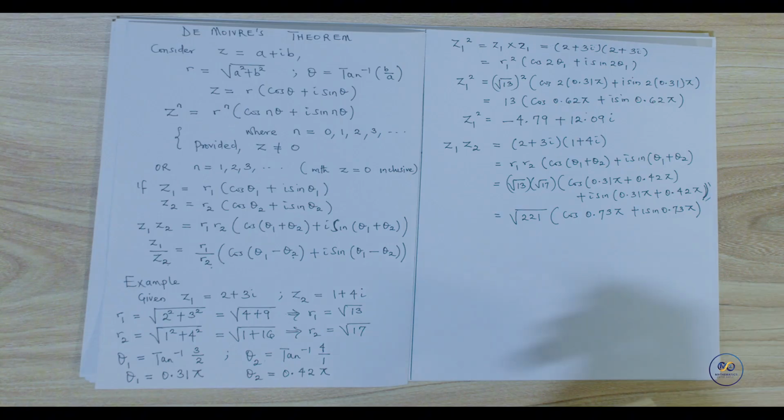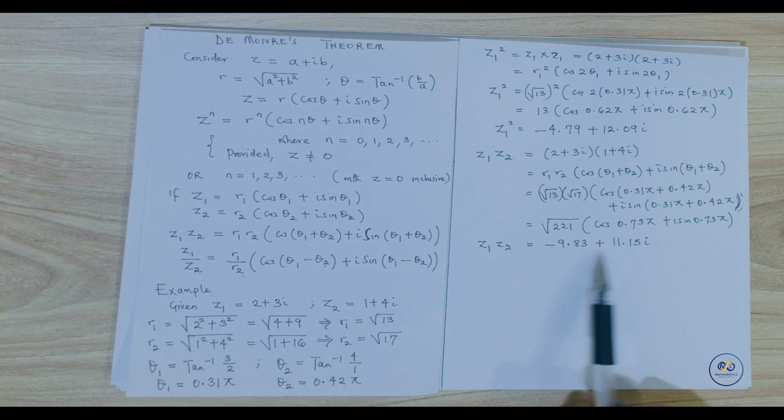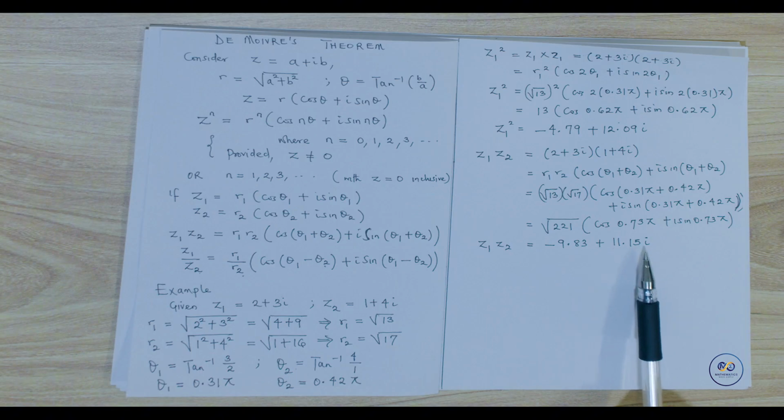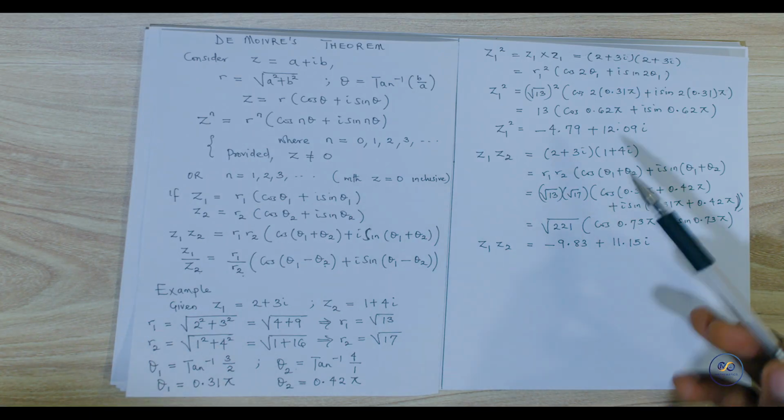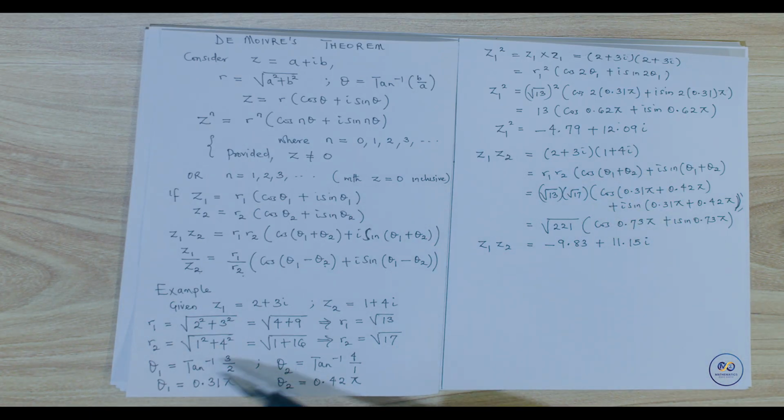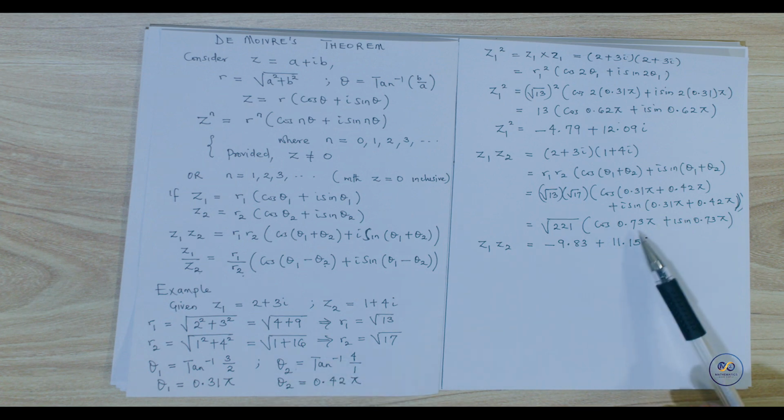Now that we have this, we can, just as we have always done, take this and find the representation of this multiplication. So now we have gotten the final result after converting to the algebraic form: minus 9.83 plus 11.15i. Now, just as we said earlier, there would be some approximation errors occurring here because of approximations to the argument, as well as the approximations when converting back from their various decimal points.